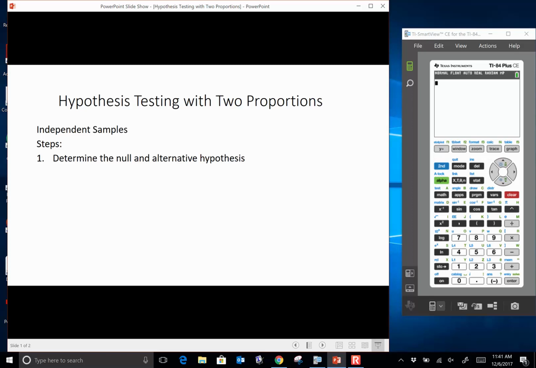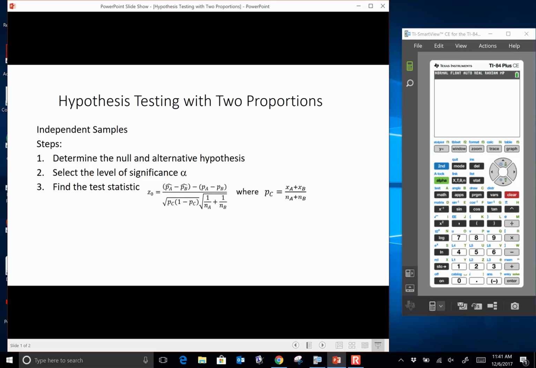First, we'll determine the null and alternative hypothesis. We'll be making a direct connection between the proportions. Second, we'll be selecting the level of significance alpha if it's not given to you, but most of the time it is. Third, we're going to find the test statistic.